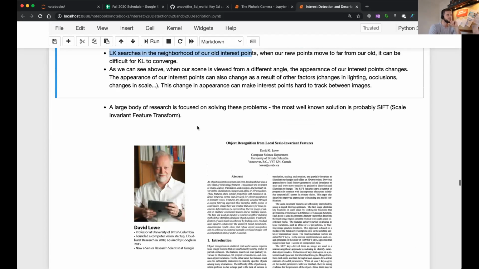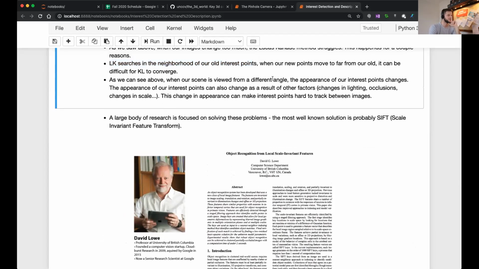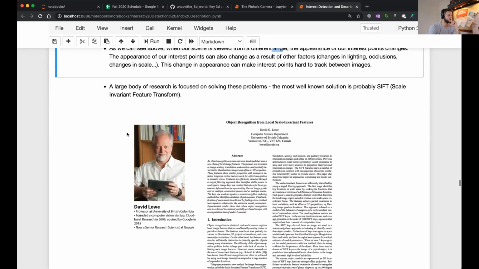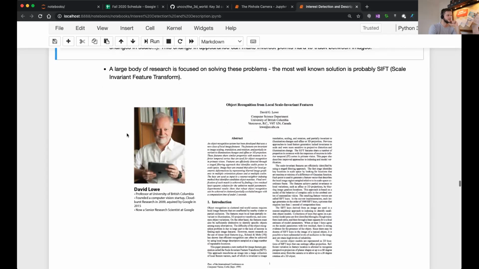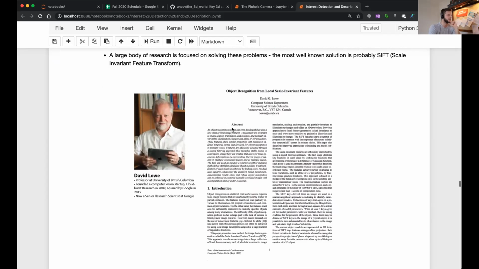So let's talk about SIFT a little bit with our last few minutes. And again, part of the challenge that we saw is if our angle is too different, the appearance of our interest points changes, and they become very hard to track. SIFT was written by a researcher named David Lowe, a very prolific researcher. He was at the University of British Columbia when he wrote this. I think he's at Google now.